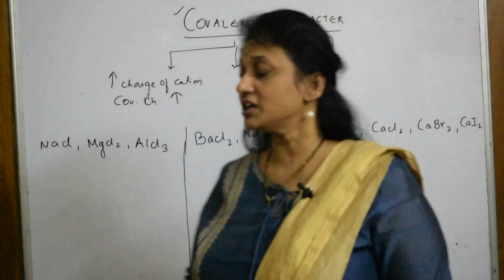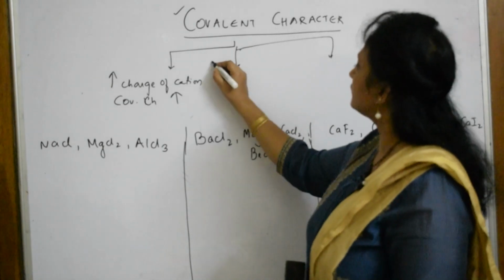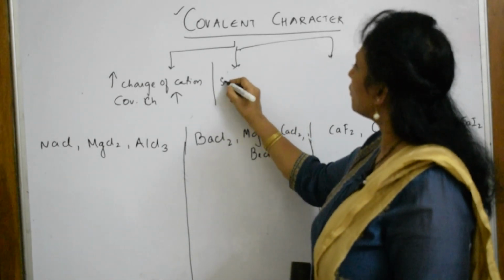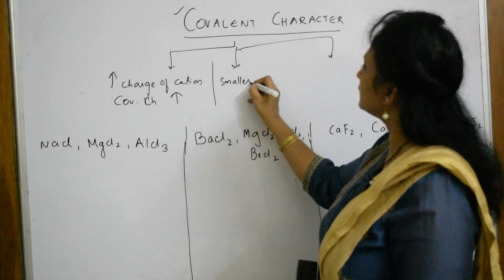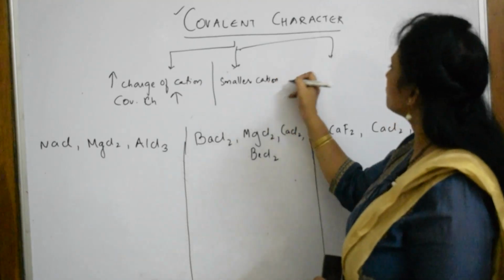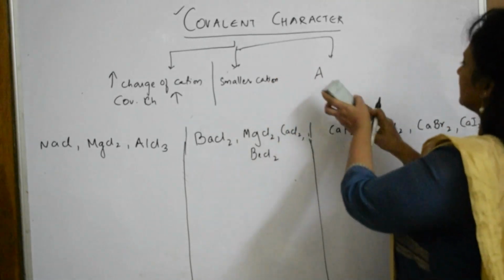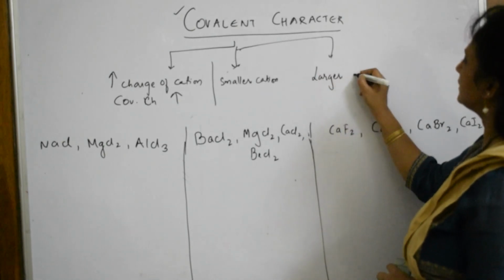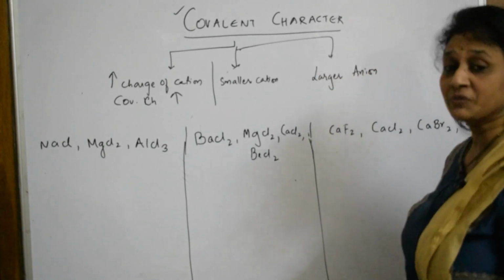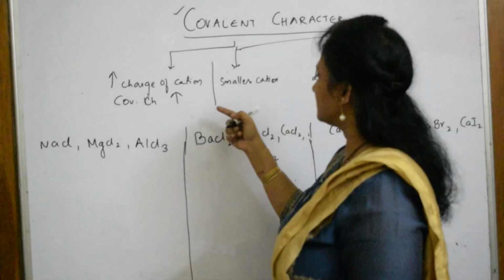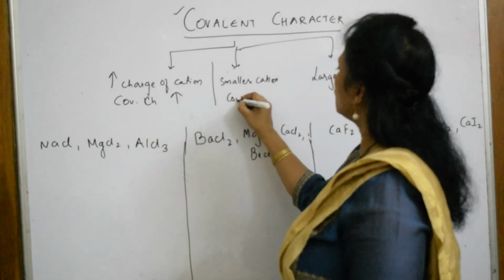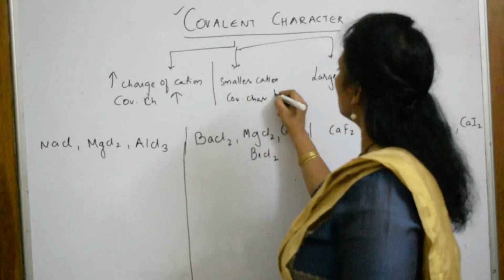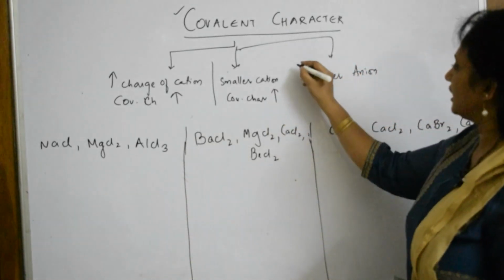Right. Next, what should I remember according to the Fajans rule? The smaller the cation. If the cation is smaller, the anion obviously is larger. Smaller cation, larger anion. This is also over. If the cation is smaller, simple thing you need to remember, the covalent character will be more. Done. Let me draw this line.